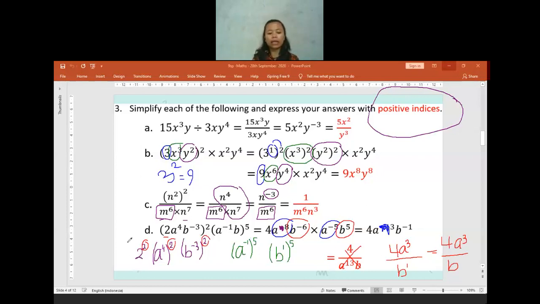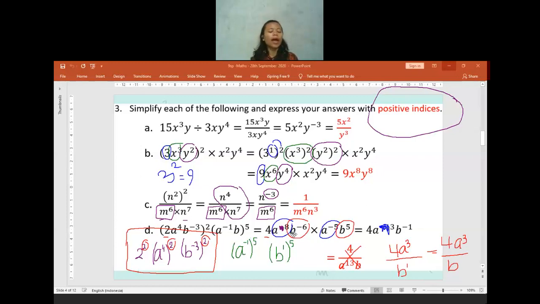Now we can simplify the calculation, one by one, inside the first bracket. 2 to the power of 2 is equal to 4. For a to the power of 4 to the power of 2, power meets power, we multiply, so 4 times 2 is equal to 8. For the b, negative 3 times 2 is equal to negative 6, so it will be b to the power of negative 6. Before I move to the next bracket, is it still confusing? CP or anyone? No, teacher. Okay.